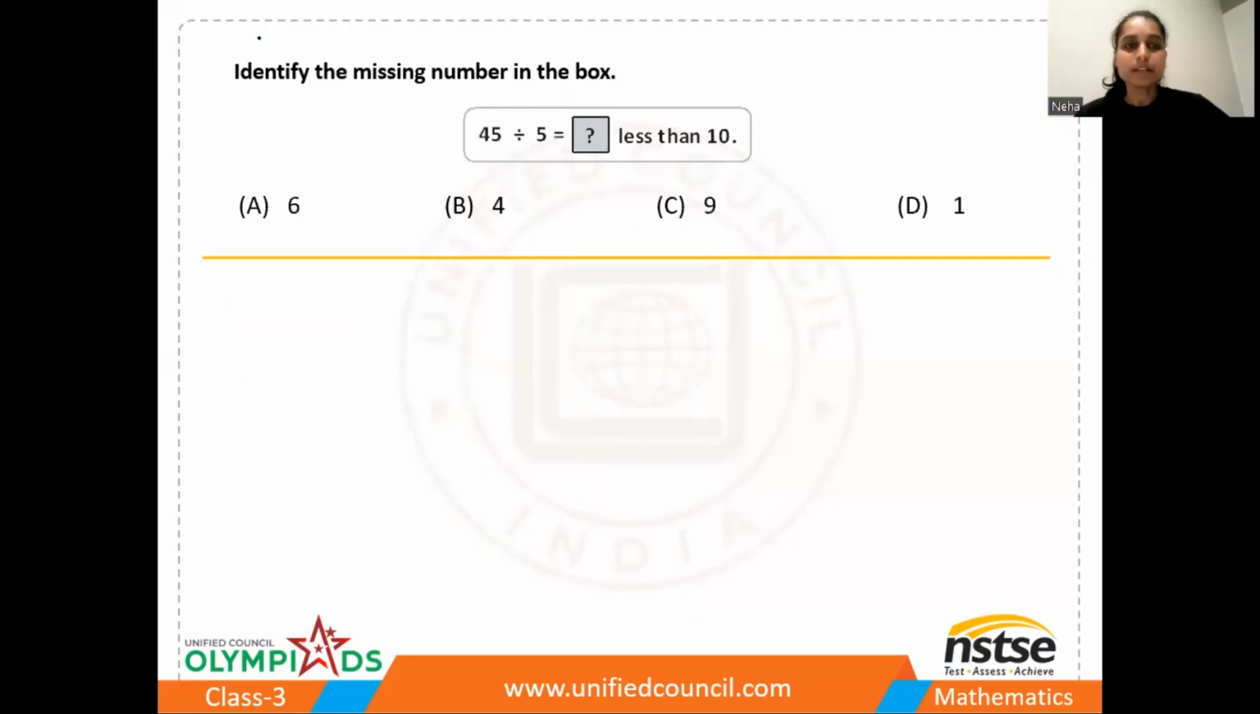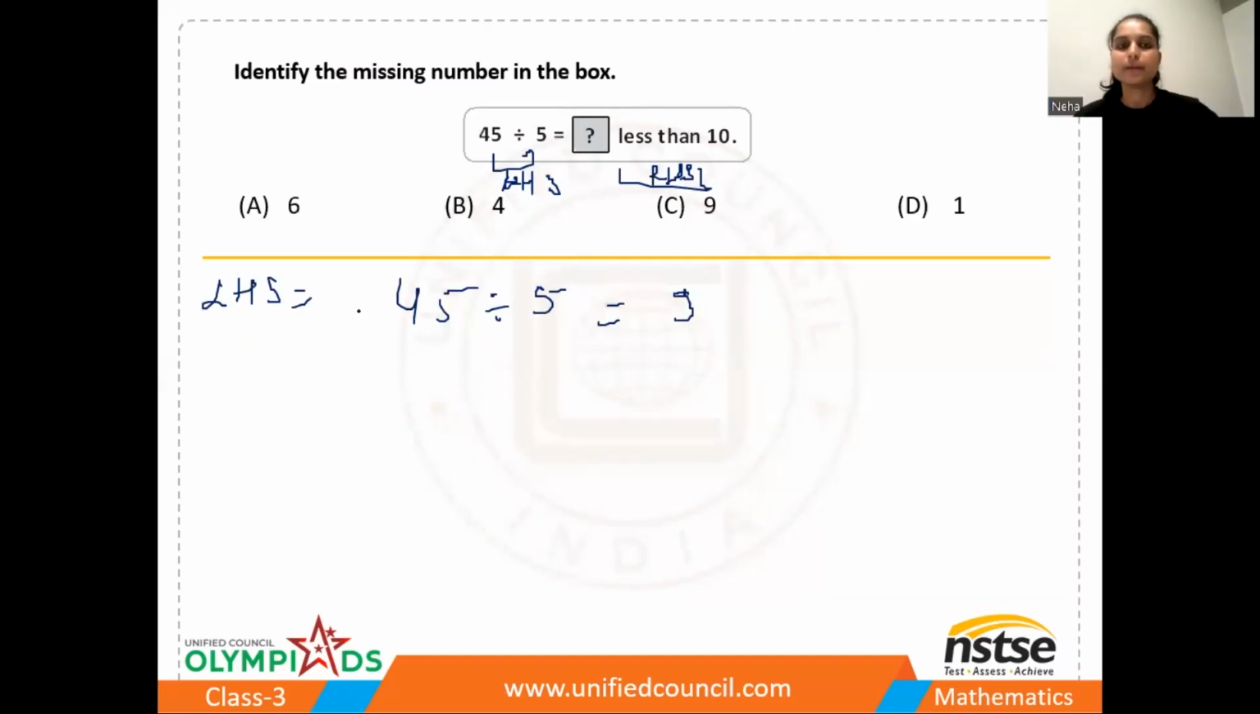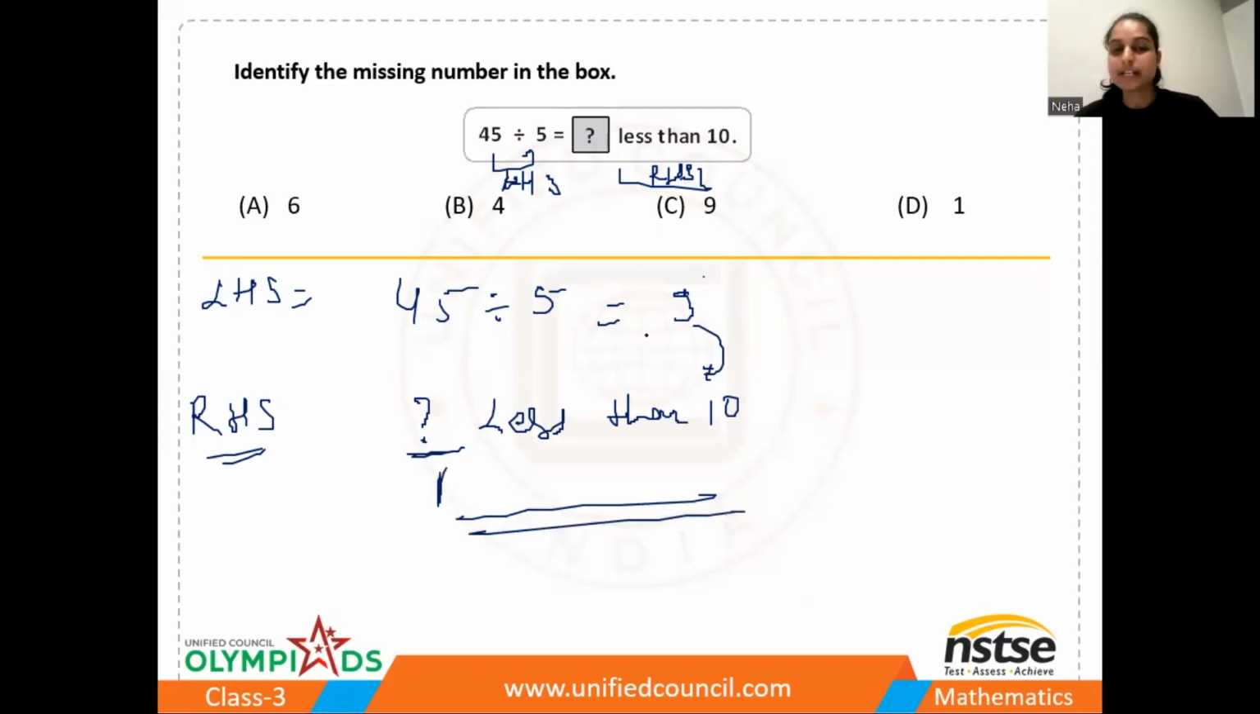The next question is to identify the missing number in the box. Here again 2 parts are given. This is your LHS part, and this is your RHS part. The LHS part is 45 divided by 5. 5 times 9 is 45, so this is equal to 9. Clear? Now in the RHS, they are asking the question mark less than 10. So yes, 1 less than 10 is 9, because I have to get 9 there.